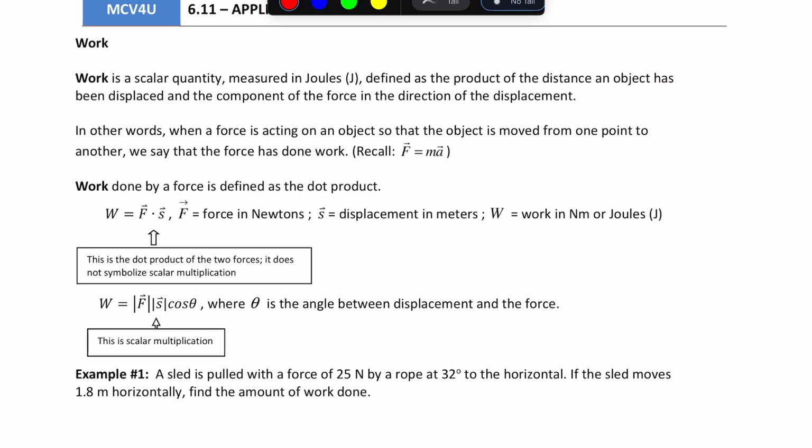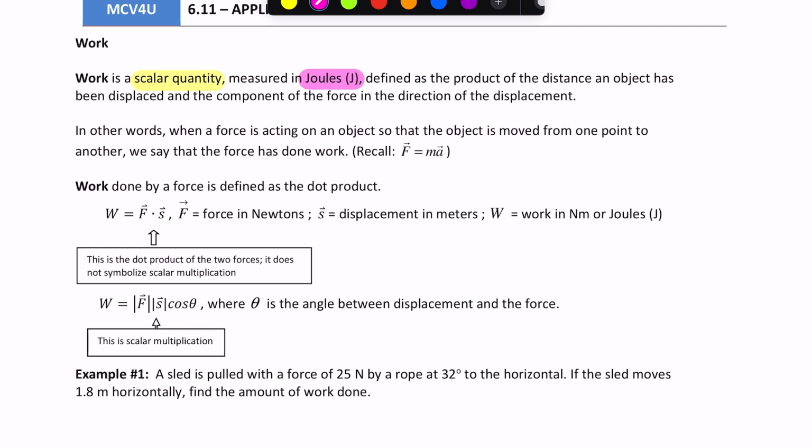So if we look at work, again, work is a scalar quantity measured in joules, defined by the product of the distance an object has been displaced and the component of the force in the direction of the displacement. In other words, when a force is acting on an object so that the object is moved from one point to another, we say that the force has done work.